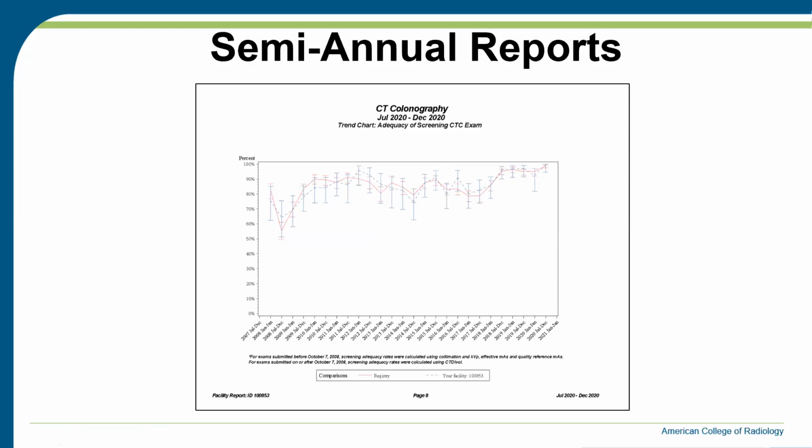Additionally, in addition to the chart form, you will get graphs of all the different process and outcome measures. This is just one of the process measures graphed over time to see how your facility is performing over time and improving. Next slide, please.